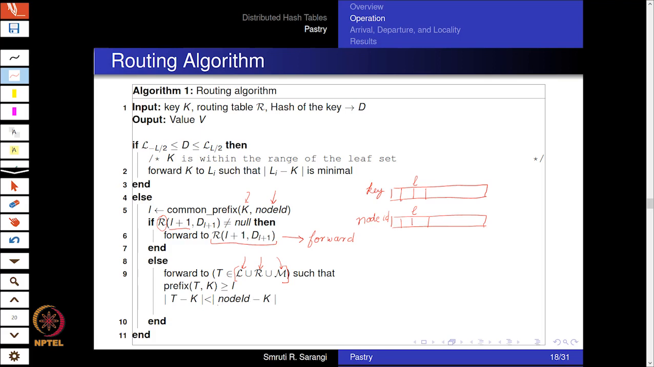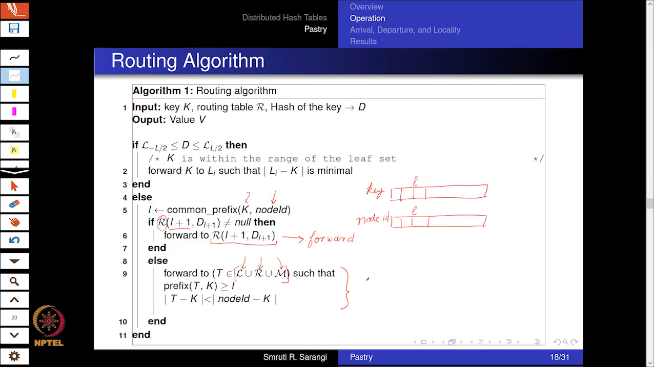So I forward it to any node that minimizes the distance between the node ID and the key. If I can always do better, in the sense that I can forward it to that node that minimizes the distance instead of any node where the distance is just lower than my current distance. But it actually doesn't matter, right? As long as the distance is decreasing, I am good.